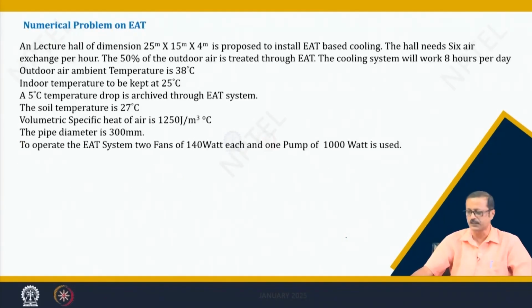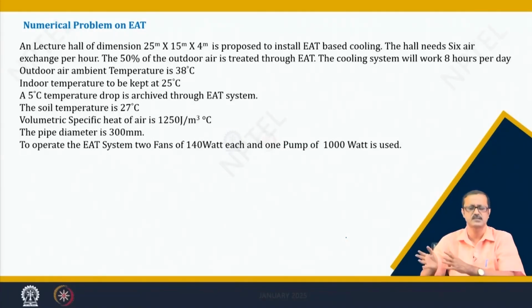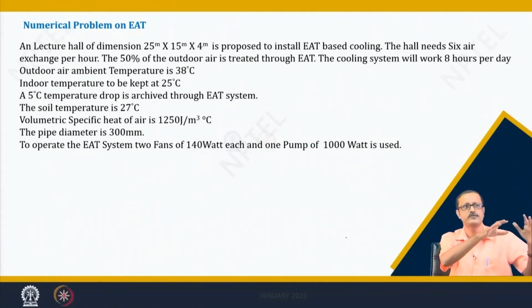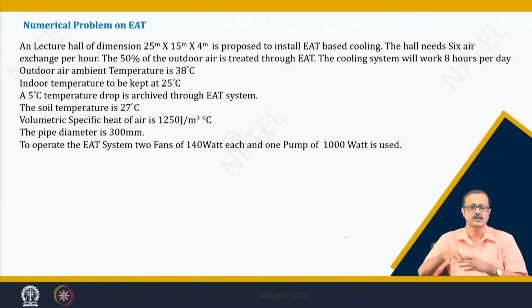A small numerical problem let us solve. I have given the data. In the data I have given the room. I have stated that this room needs 6 air exchanges per hour, so I can calculate how much the flow of the air is. I have assumed that 50% of the outdoor air is treated through the EAT and 50% is normal. So 50% of the air I will take through this earth air tube, and I will drop down the temperature.